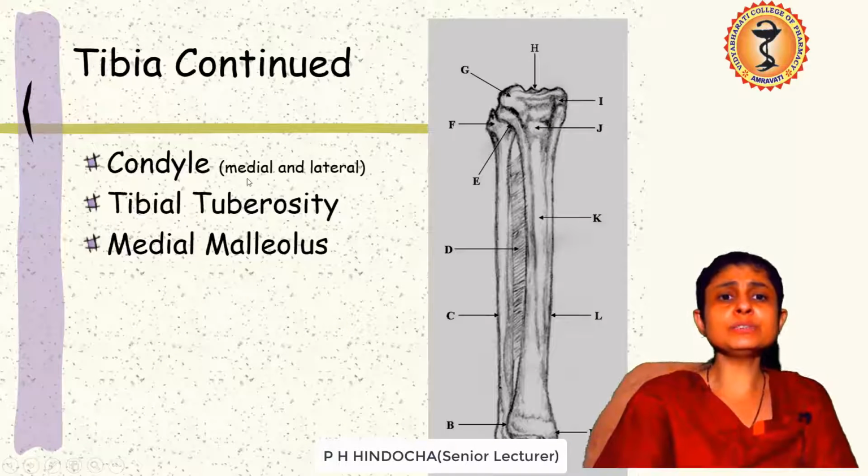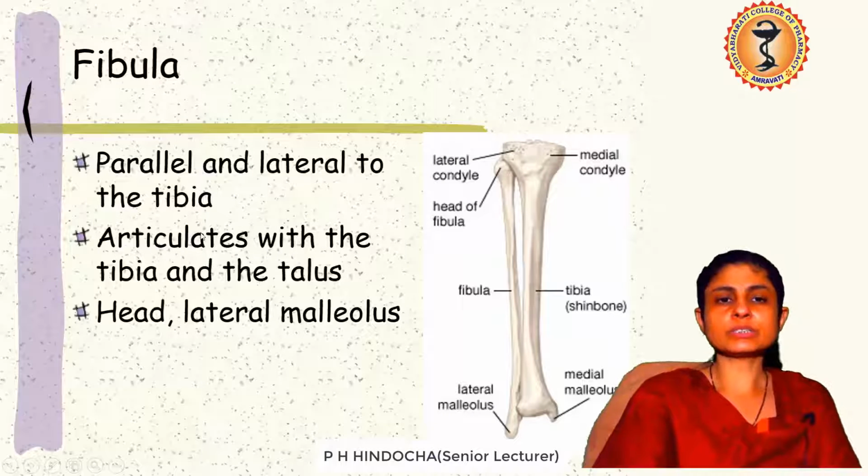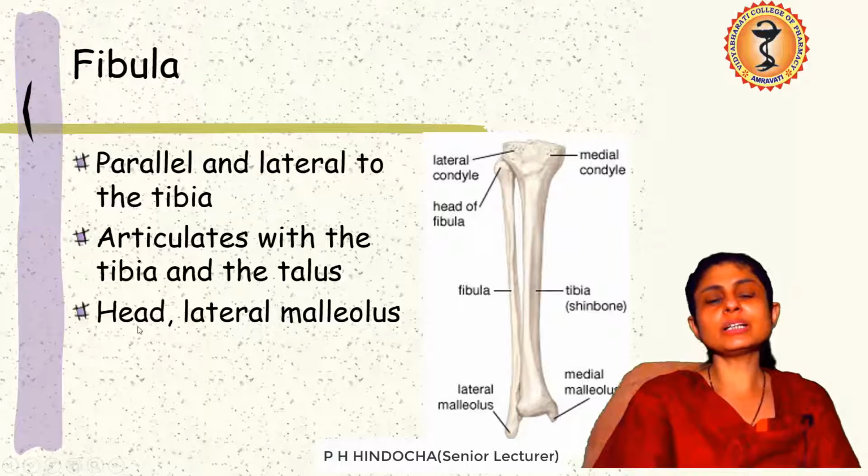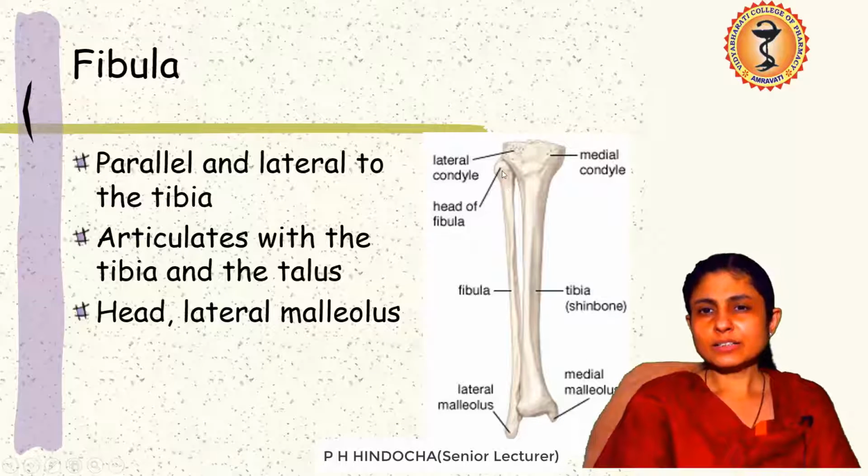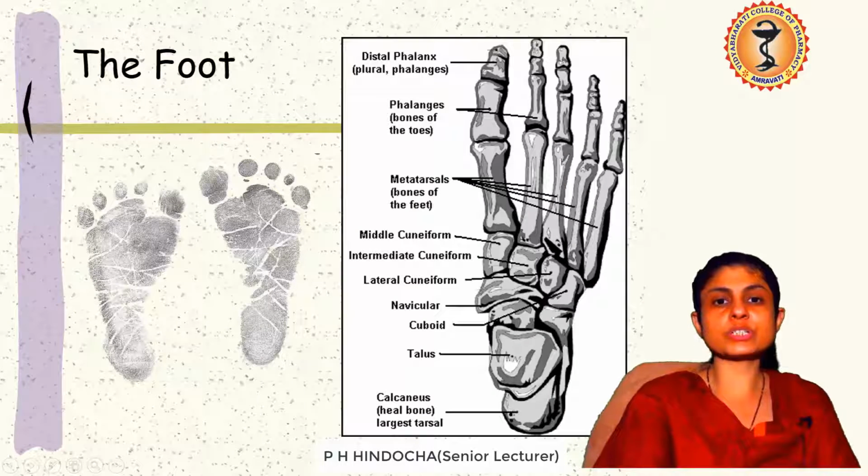Tibia continued: condyle, tibial tuberosity, and medial malleolus. Fibula, as its name goes, a very feeble, very weak bone. Parallel and lateral to the tibia, it articulates with the tibia and the talus. Head, lateral malleolus. So this upper part is called the lateral condyle. A very small rounded head, a long slender bone, and a lateral malleolus which projects outward.